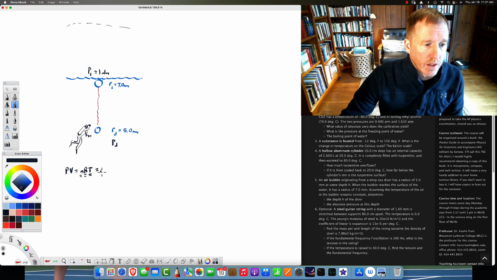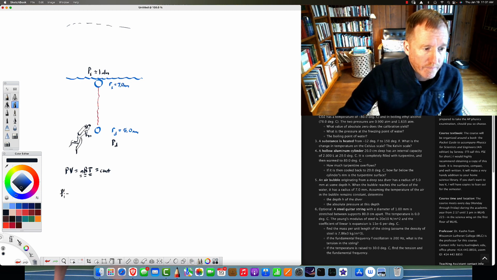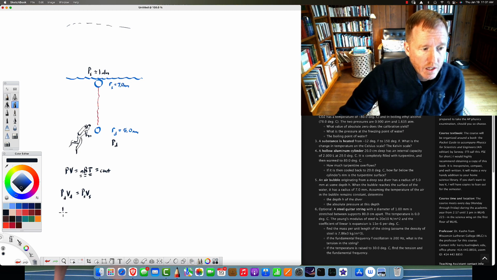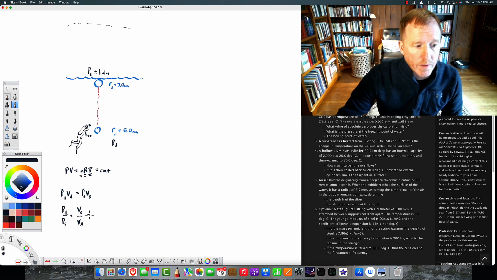In other words, the product of the pressure and the volume is constant as the bubble rises. So the pressure in the deep region times the volume of the bubble in the deep region has to be equal to the pressure of the bubble when it gets to the surface multiplied by the volume when it gets to the surface. And you can probably see right away, we can relate the pressure in the deep region to the pressure at the surface if we know the volume of the bubble at the surface relative to the volume of the bubble when it's very deep.